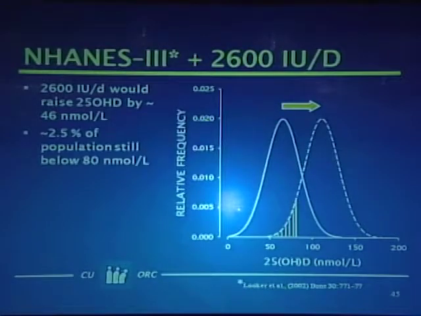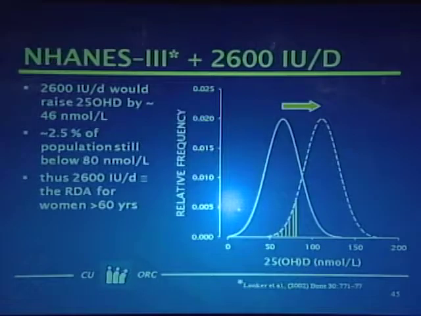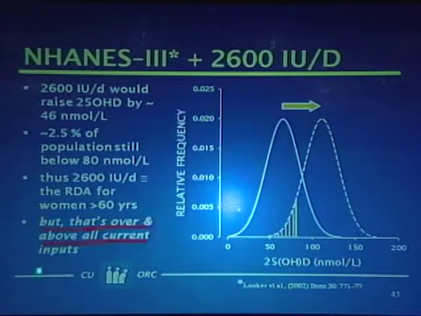And more to the point, what about those who are already 2 standard deviations above the normal down here? What happens to them? The population would still be below 80 nanomoles per liter, and to get them to the point where we only have 5% of the population there, or 2.5% actually, would take 2,600 international units per day, using the data that we developed on how much 25D goes up for every international unit taken in per day. So the important thing is that these inputs are above current levels. That is, whatever sun exposure, whatever milk you were drinking, whatever supplements you were taking, 2,600 in everybody will produce this kind of a distribution.